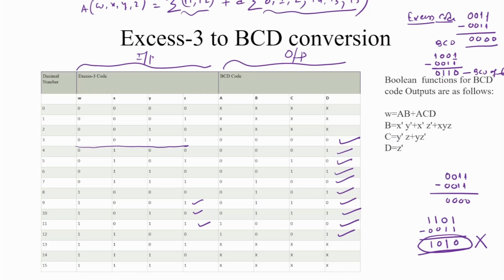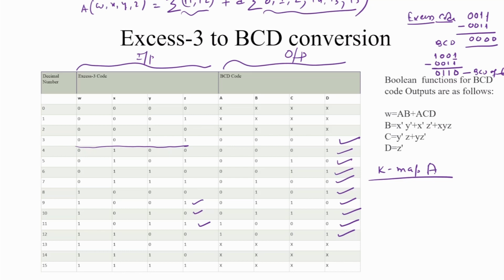When we design a K-map for A, and in a similar way you can also design K-maps for B, C and D, and get these expressions. Generally this expression is wrongly written here; this is not W, this is A, and it is written as WX plus WYZ. So we find the expression for A in terms of W, X, Y, Z. Here this is a 4 by 4 K-map.